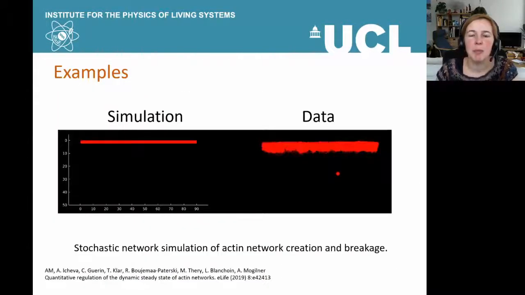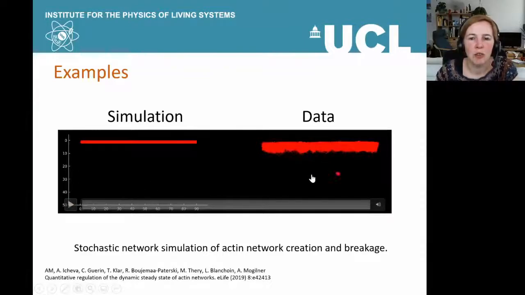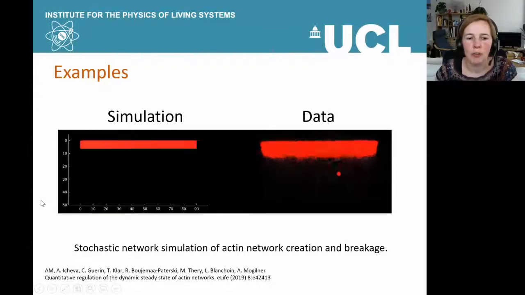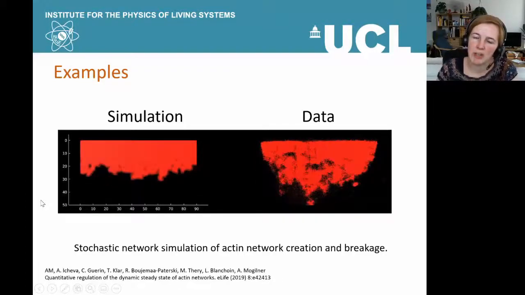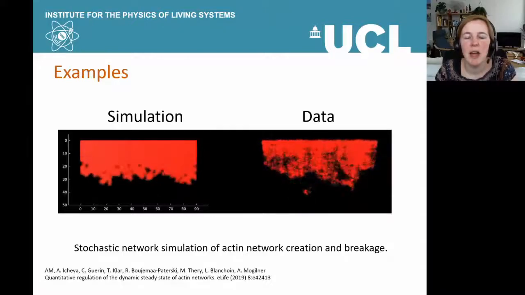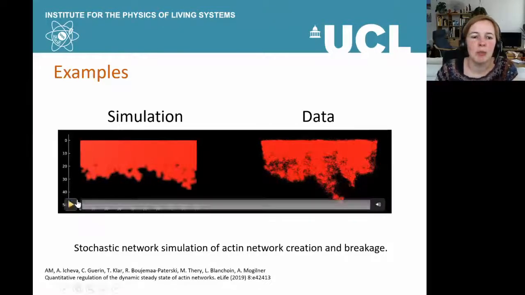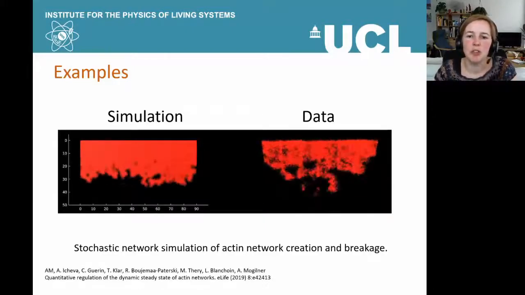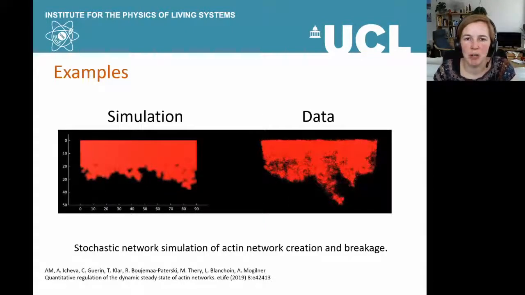In the second example, I'm showing you work where we try to understand what determines the equilibrium length of actin networks, which is then connected to, for example, the size of cells. And you can see on the right data from our collaborators. On the left, you can see simulations of a stochastic network model. So that is actually not differential equations based. And you can see that we can predict a certain equilibrium length that is reached and general features of the data match with the simulation.